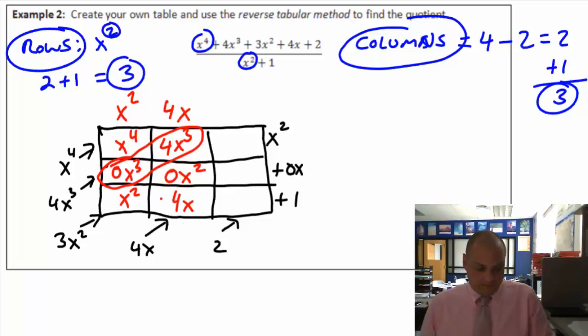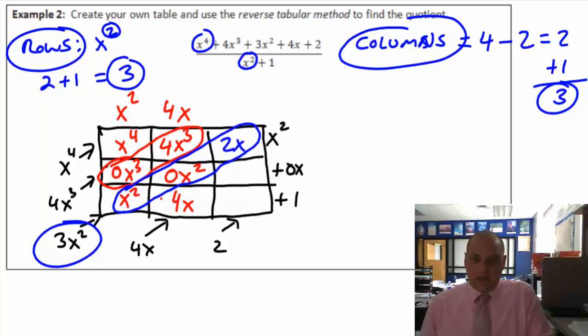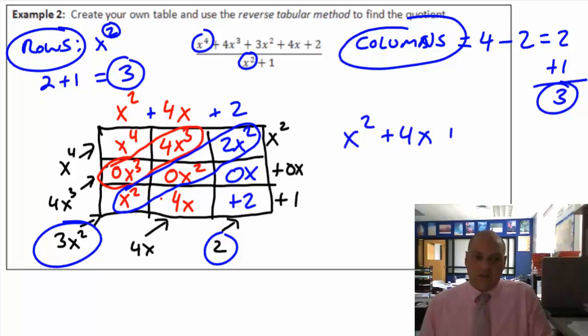Next diagonal. The big one. That's got to add up to 3x squared. Well, I have 1x squared, I have 0x squared. How am I going to get it to be 3x squared? I need a 2x squared so that it adds up to 3x squared. So this must be a 2 because 2 times x squared is 2x squared. This is 0x, and this is 2, which had to be a 2 because of that 2 right there. All right, so we got it. This is positive, positive. So my quotient is x squared plus 4x plus 2.